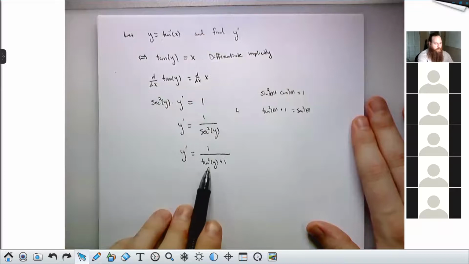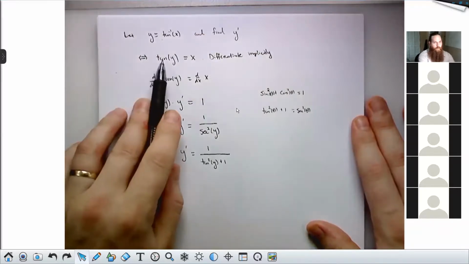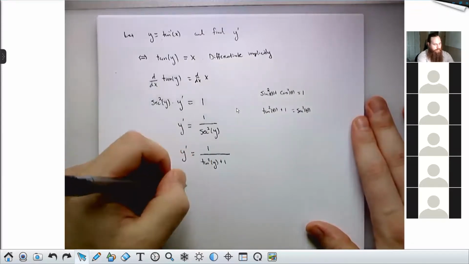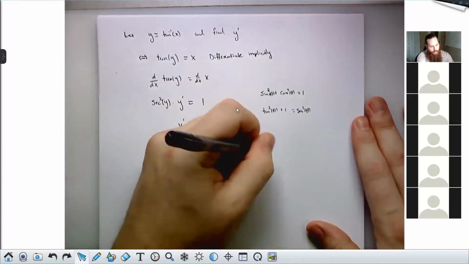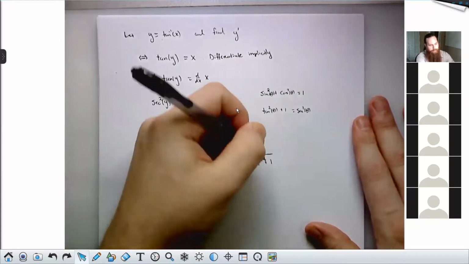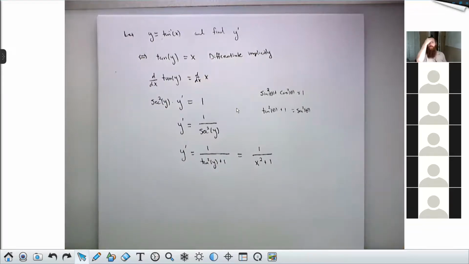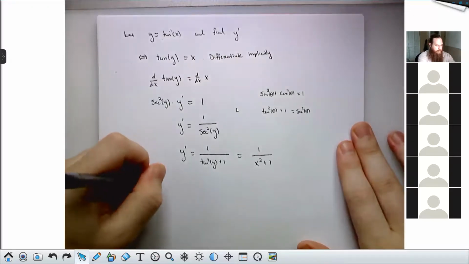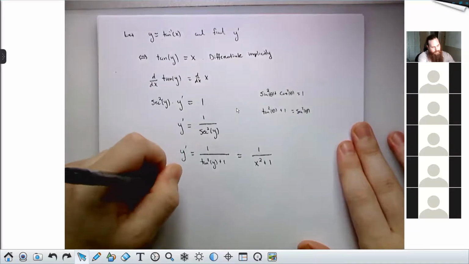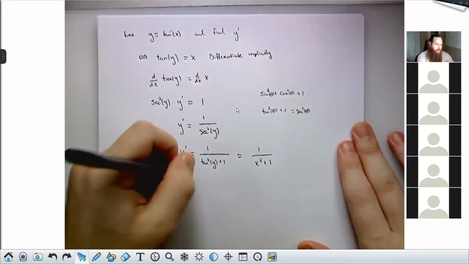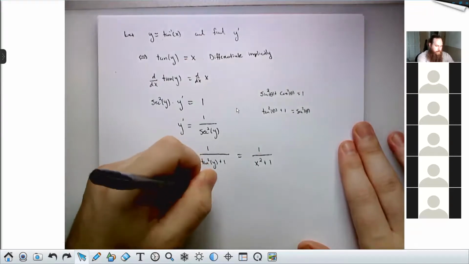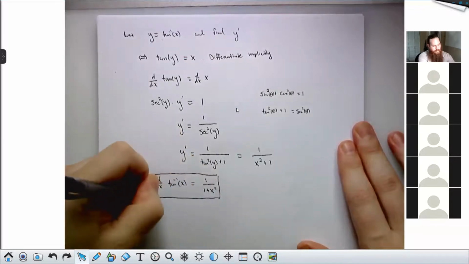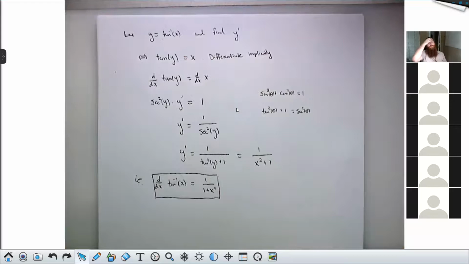And what is the tangent squared of y? Well, tangent of y is x. So tan squared of y is x squared. So y prime here is 1 over x squared plus 1. That's the derivative of the inverse tangent function, i.e. d/dx of the inverse tangent of x is 1 over, people usually write the 1 first, 1 plus x squared. And this is the piece here that you need to hold on to and remember.